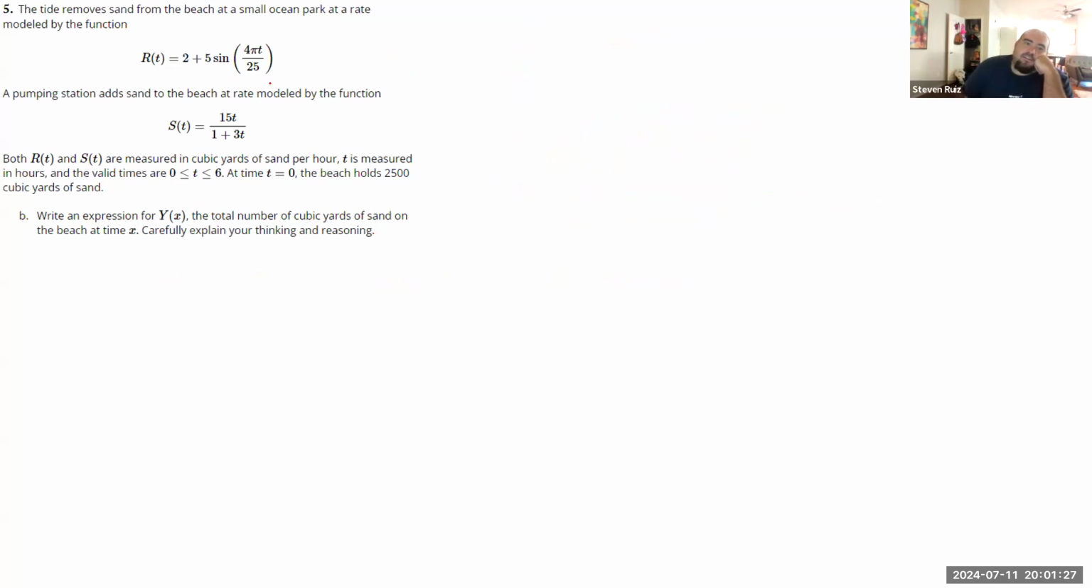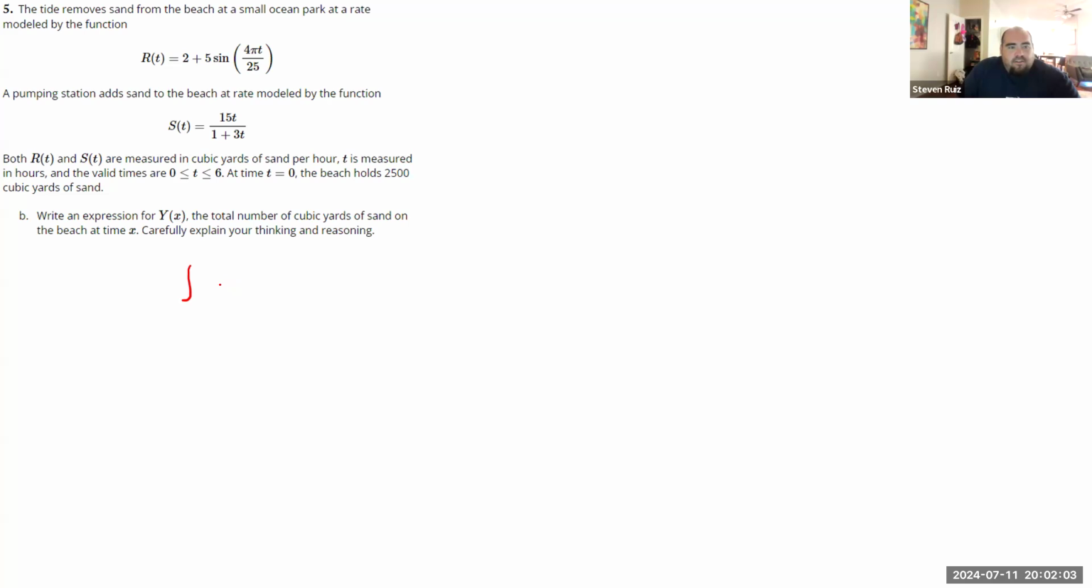We're given two different rates here. One of these rates talks about how much sand is removed from the beach, and the other talks about how much sand is added to the beach. So those are rates that are kind of opposing each other. If I want to find the total change of sand on the beach at any time, I'm going to integrate, but let's not put the limits of integration in yet.